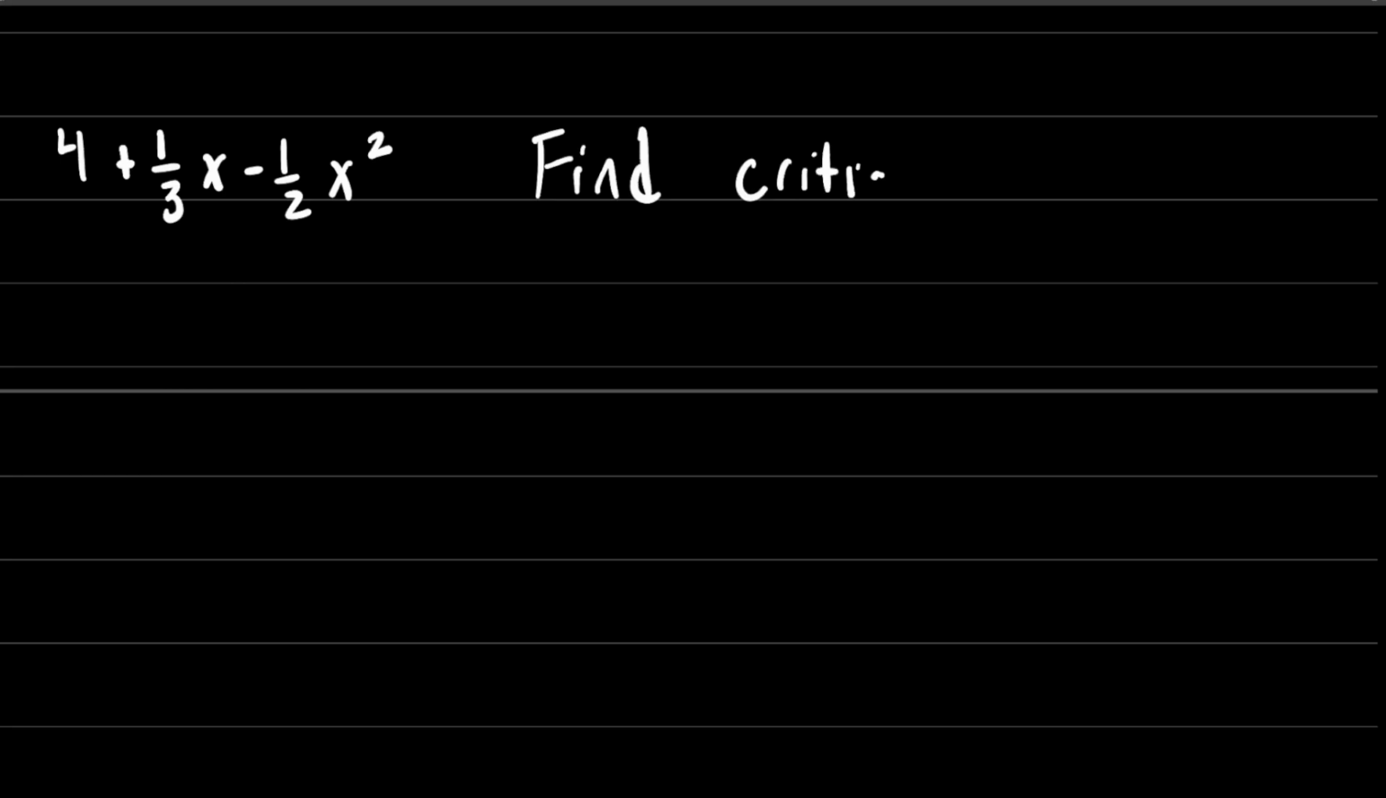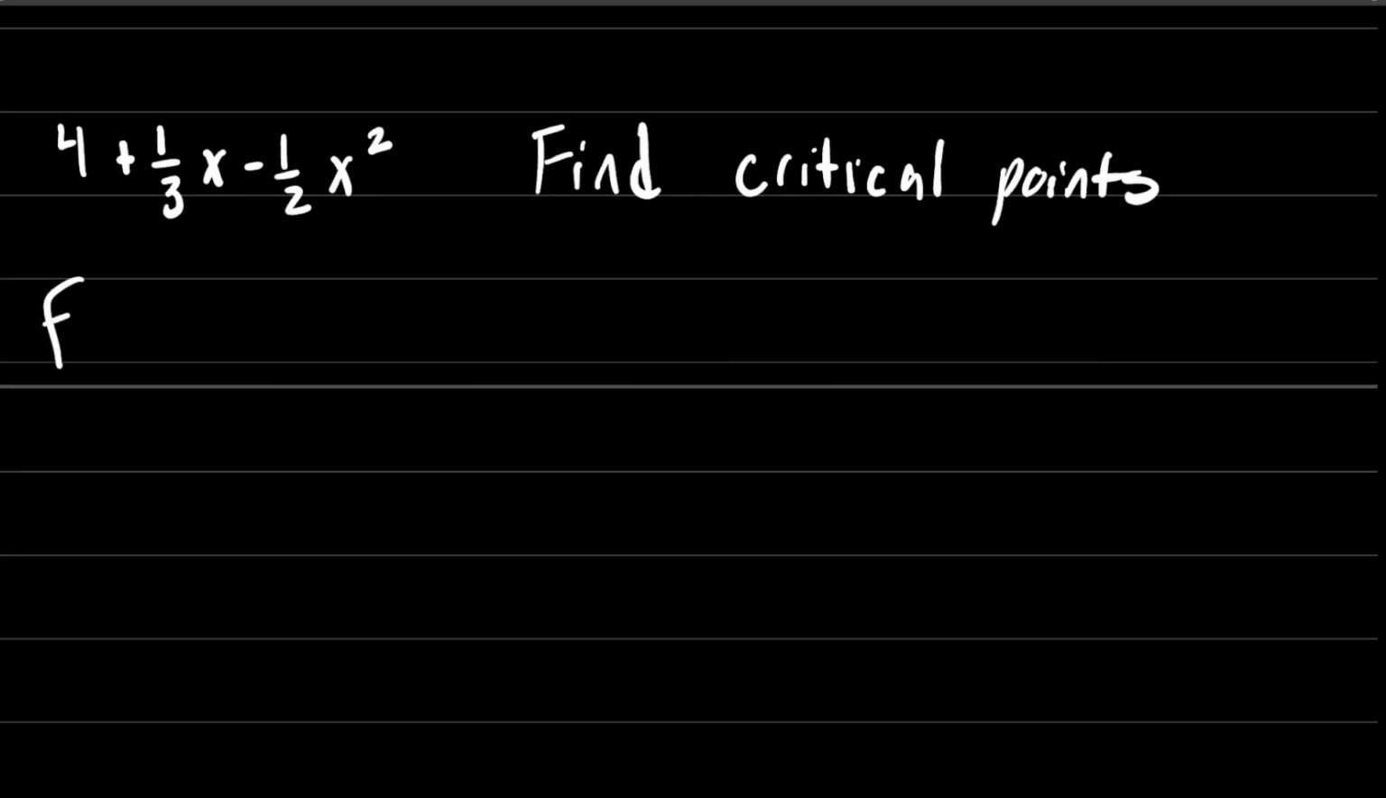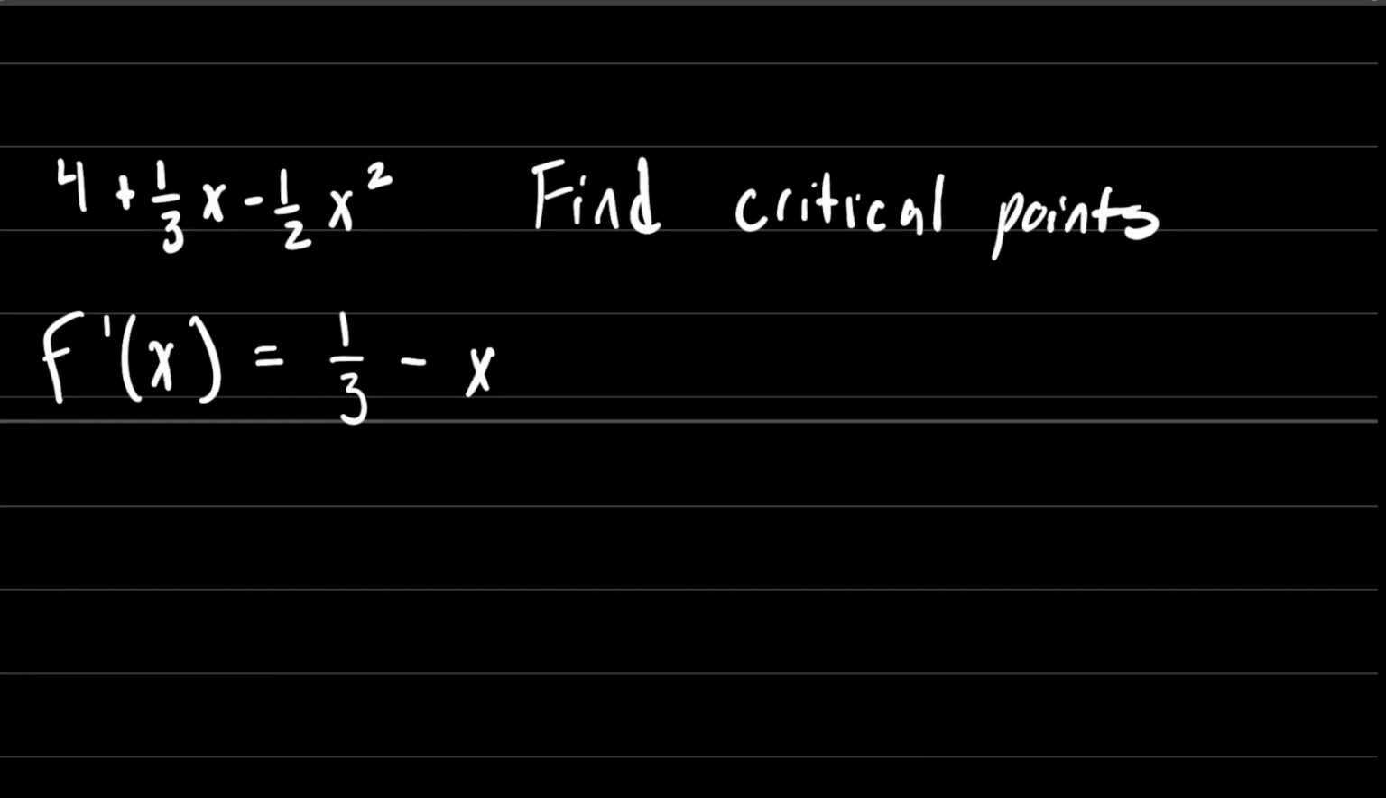So finding critical points means that we are looking for the x values, or p values, or t values, or z values, depending on what variable they're using, where the first derivative is equal to 0. That is what a critical point is. So we're going to take the first derivative of this, which is going to be 1/3 minus x, because this x squared comes forward, multiplies that out, and this x just cancels out.